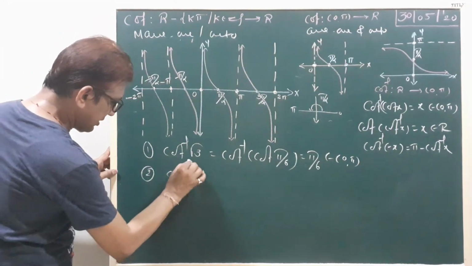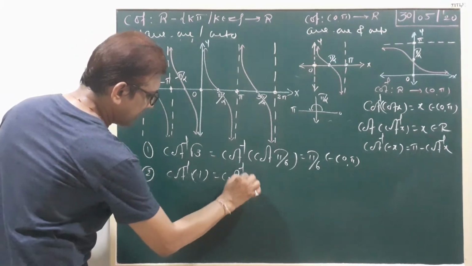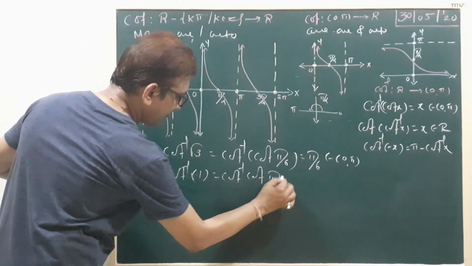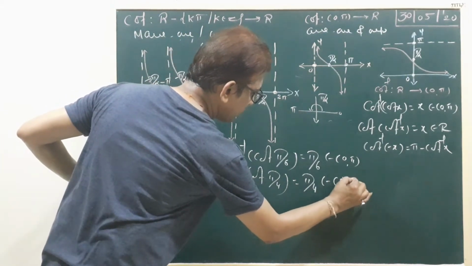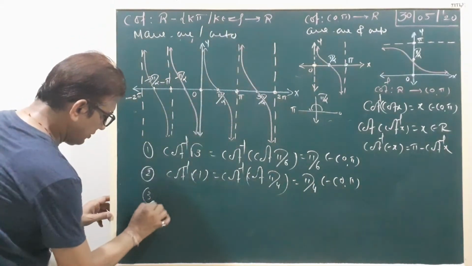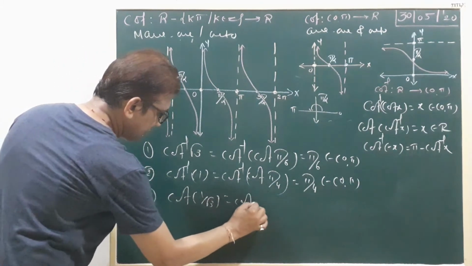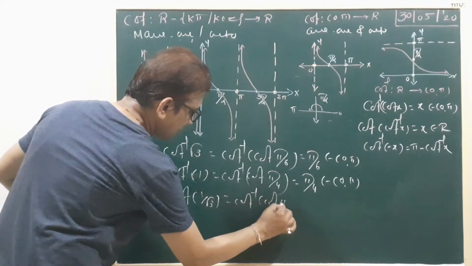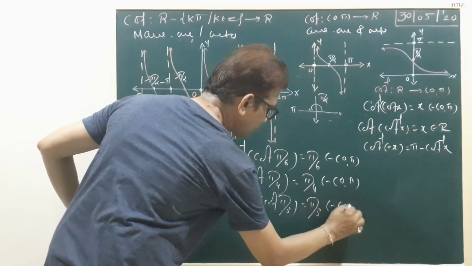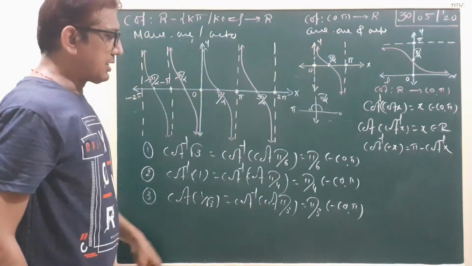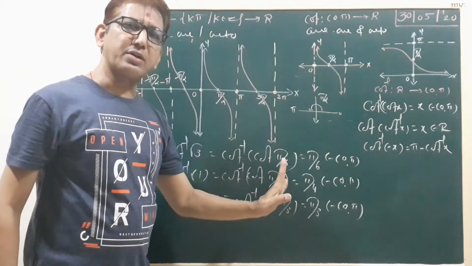Then the second one, cot inverse 1. So cot inverse of cot pi by 4, the answer is pi by 4, which belongs to 0 to pi. Third one, cot inverse of 1 by root 3. So cot inverse of cot pi by 3, 60 degrees, the answer is pi by 3, which belongs to 0 to pi. Is that clear? 30 degrees, 45 degrees and 60 degrees are all in the first quadrant.